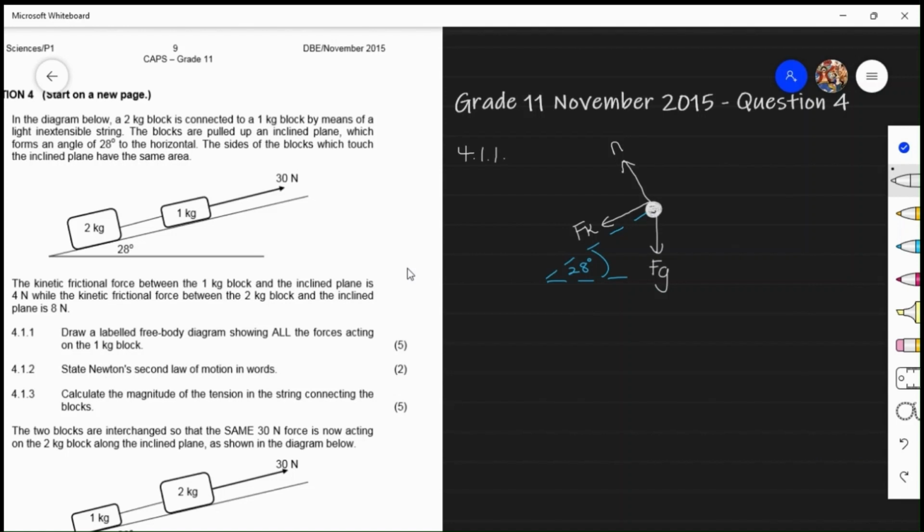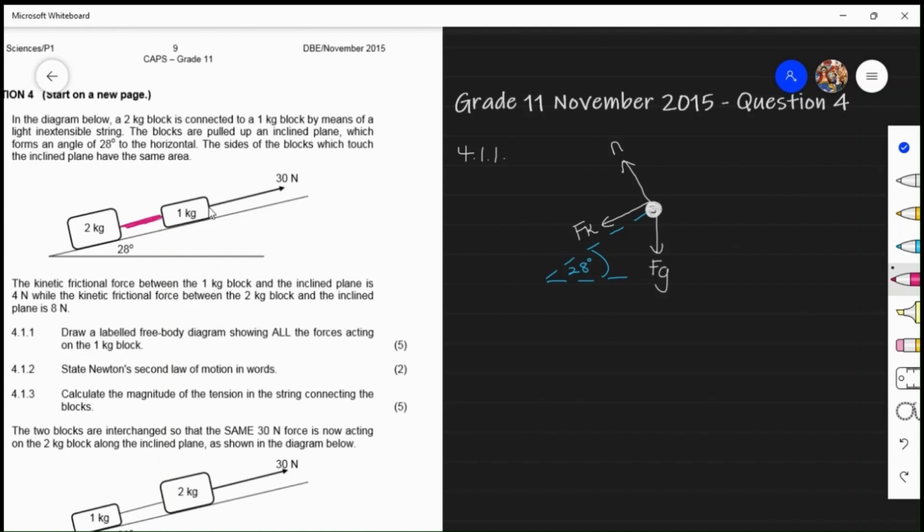So if you notice, we've got a string that connects the 2 kg block and the 1 kg block. And when we have a string, we have tension force. So which direction is the tension force acting in the 1 kg block? Is it acting up the incline or down the incline? Now there's a rule that we can follow when figuring out the direction of tensional force. So tension always acts along the string but away from the mass. So we are looking at the 1 kg block. This is along the string. Now let us figure out which is along the string but away from the mass.